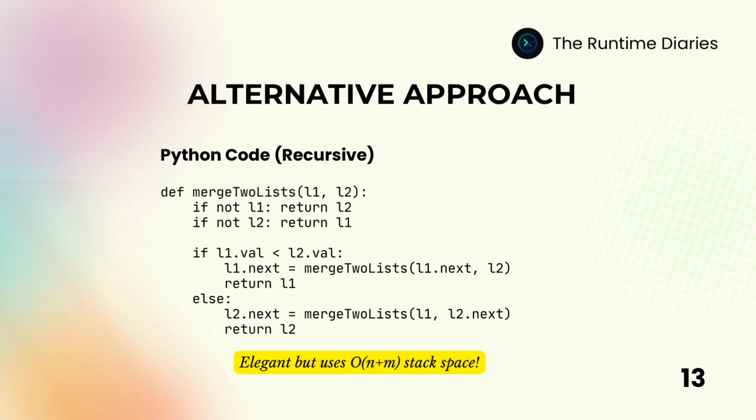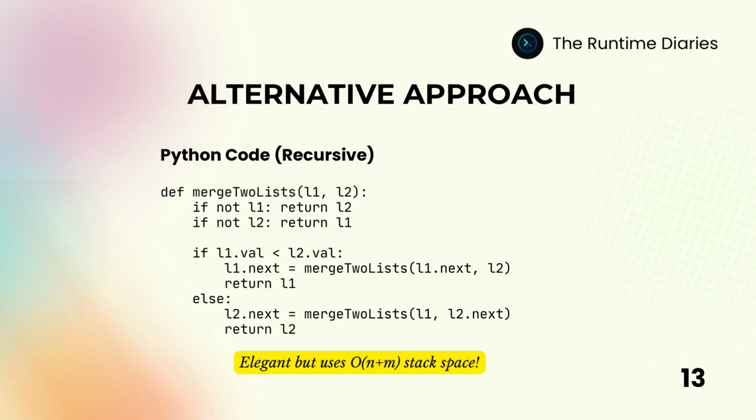There's also an elegant recursive solution worth mentioning. Here's what it looks like. This is beautifully concise. The base cases are, if L1 is empty, return L2. If L2 is empty, return L1. Otherwise, compare L1.val and L2.val. If L1 is smaller, attach the result of merging L1.next and L2 to L1.next and return L1. Otherwise, attach the result of merging L1 and L2.next to L2.next and return L2.